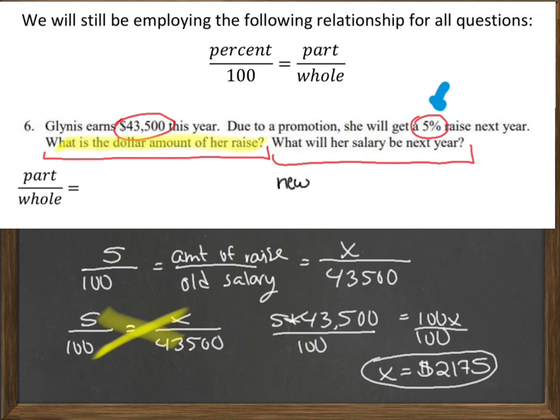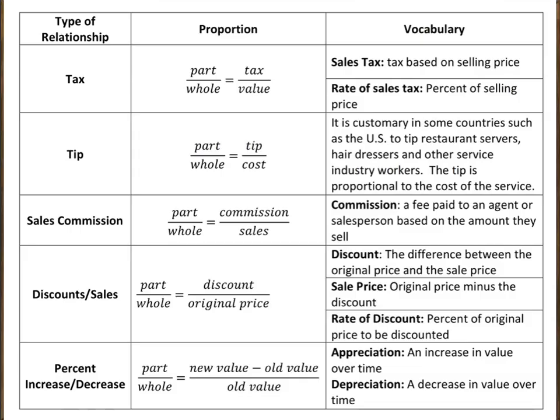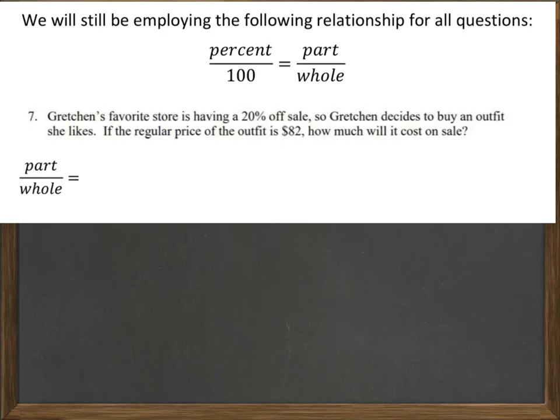Well, isn't her new salary going to be equal to her old salary plus the dollar amount of her raise? She made $43,500 this year. She's going to make $2,175 extra next year. So her new salary is going to be $45,675. All right, let's do a few more problems.